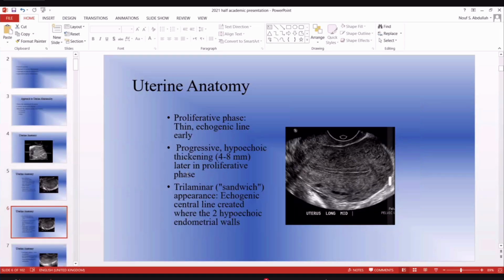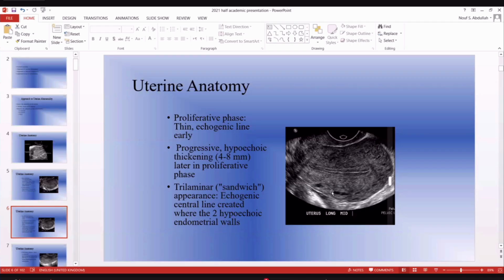As we move on into the proliferative phase, you're going to see this thin echogenic line with surrounding hypoechogenicity. As we approach the late proliferative phase, you're going to see your trilaminar sandwich appearance, where you have an echogenic central line with two hypoechoic areas around it. So really, once you look at your ultrasound image of the uterus, you should be able to tell, am I dealing with a proliferative phase, secretory phase, or has the patient just finished her menstruation?